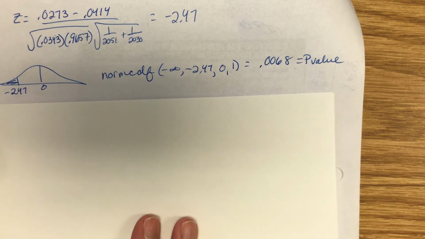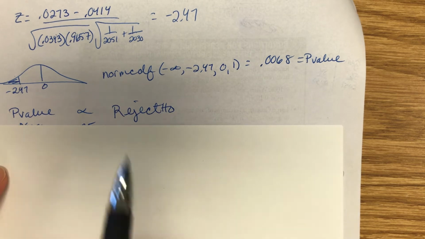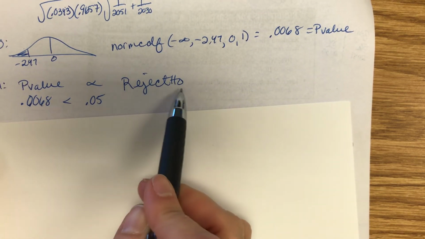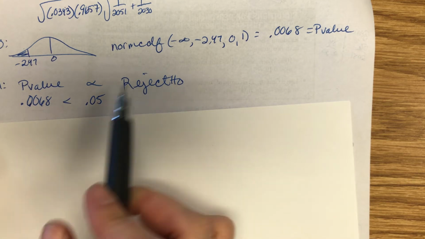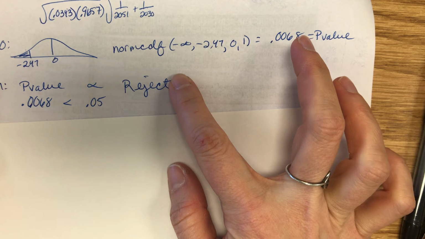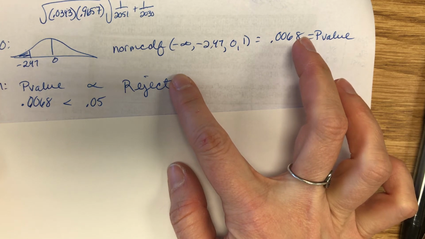All right, which means when you compare your p-value to alpha, your p-value is going to be less than alpha, which means you reject the null hypothesis. On your last test, your chapter 9 test, some people are just writing reject. That is not proper, and you don't get credit for that.